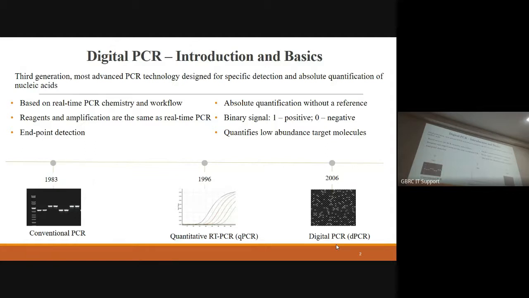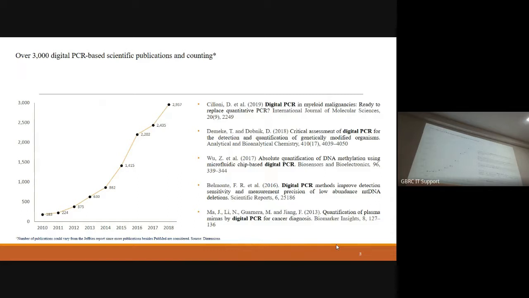You cannot measure your target fluorescence or quantification in between. But in real time, you can see it as each cycle progresses. And like conventional PCR, digital PCR is also an endpoint detection method. Here also you cannot see your amplification as the cycles progress. Over 3,000 papers have been published using these digital PCR based approaches around the world.